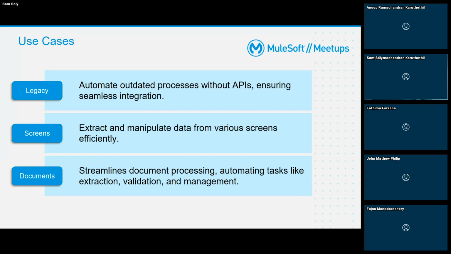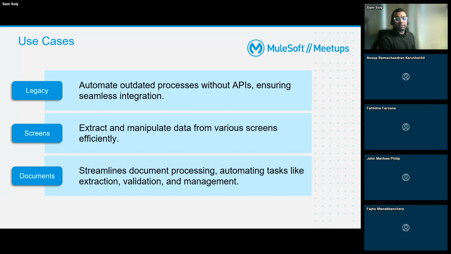Go on, Anup. I would say it's more like where we couldn't implement an API, a legacy system where we cannot implement an API. We could go with an RPA kind of model. Right. So that would be one way to look at it.